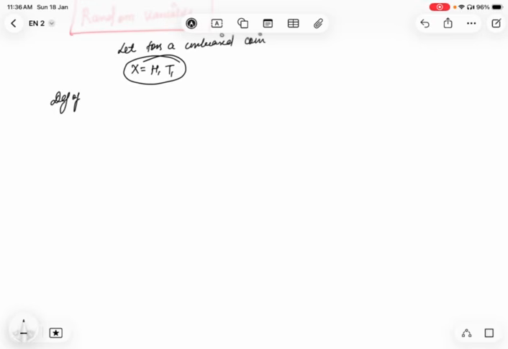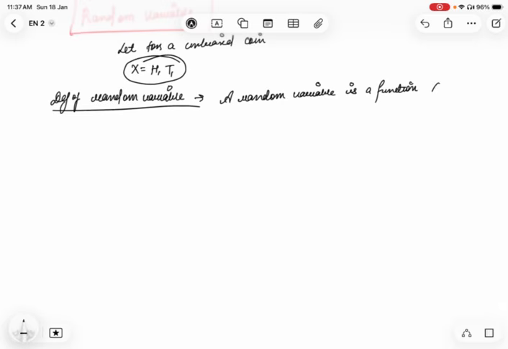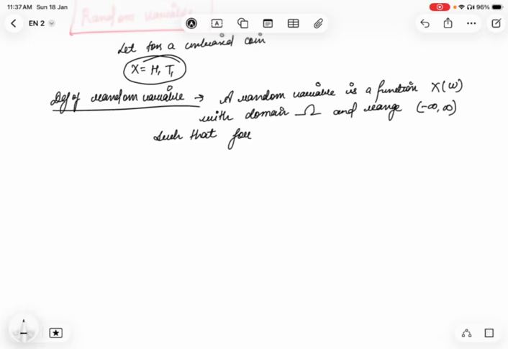So the definition of a random variable: a random variable is a function denoted by X(omega) with domain the sample space and range minus infinity to infinity, such that for every real number a, the event {omega : X(omega) is less than a} belongs to B.